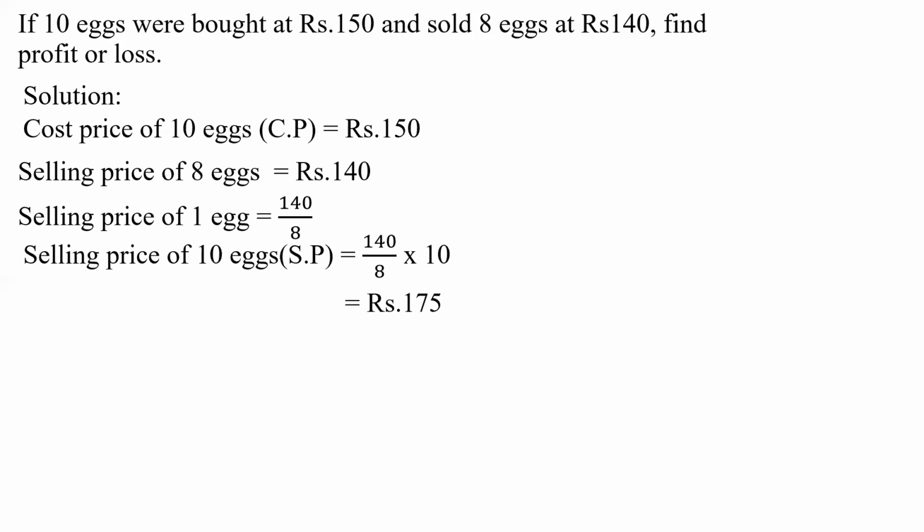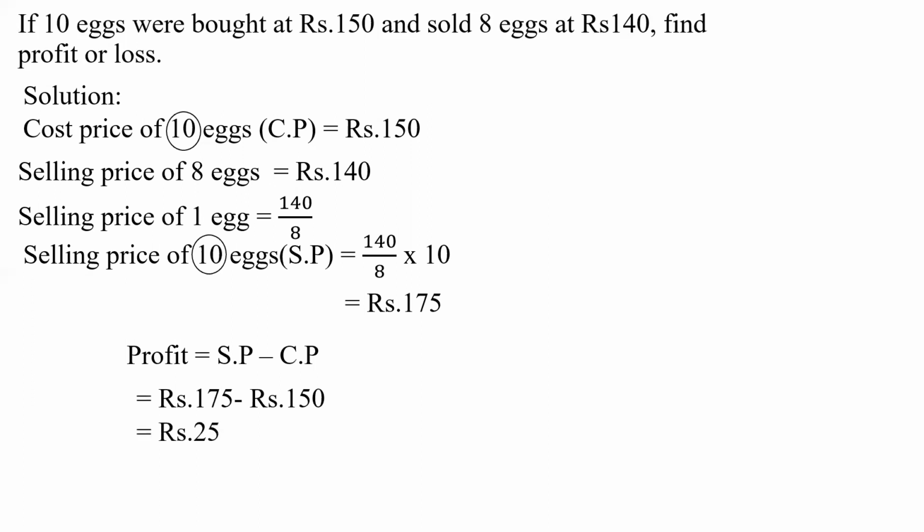Now can you see here this cost price of 10x and here the selling price of 10x? You can check the quantity, both are the same. Now we can easily compare, and you can see the selling price is higher than the cost price, isn't it? So from here we get profit equals selling price minus cost price, and that is 175 minus 150, which gives you rupees 25. So that is a profit.